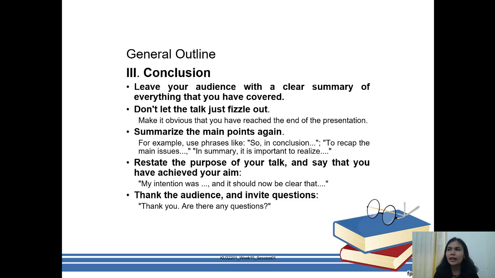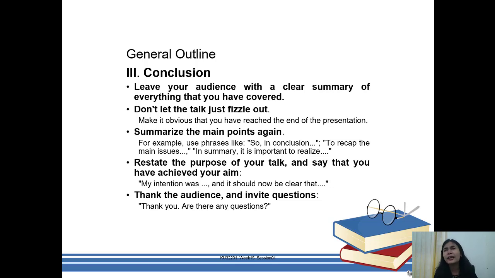So, I come to the end of my presentation. Thank you very much for your attention, etc. Okay, so those are some things you can use to end a presentation. And then after that, you also need to summarize the main points again. So, I have talked about A, B, C, and D, and then restate the purpose of your talk and say that you have achieved your aim.